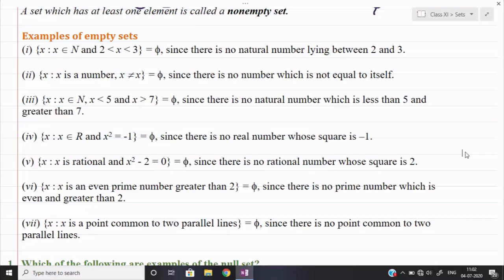Similarly, the fifth example: x is a rational number and x square minus 2 is equal to 0. If I take minus 2 to the other side, x square will be equal to 2, and therefore the value of x will be equal to root 2. However, the plus minus sign will also come. If we leave aside the plus minus sign and talk about root 2 only, can we say that root 2 is rational? Definitely not.